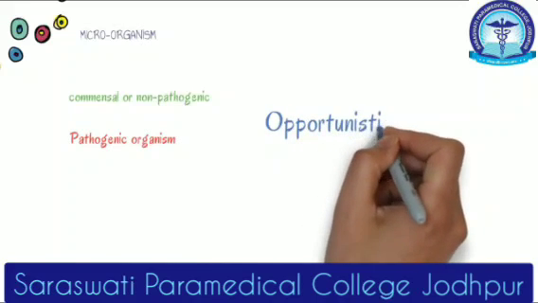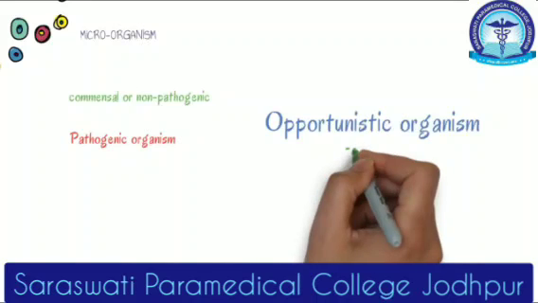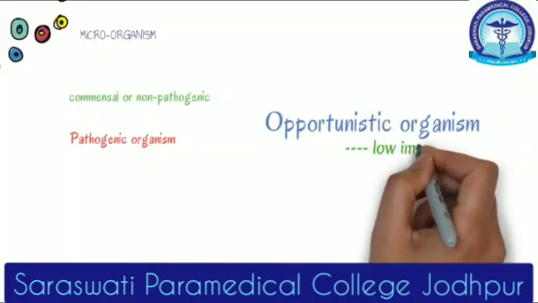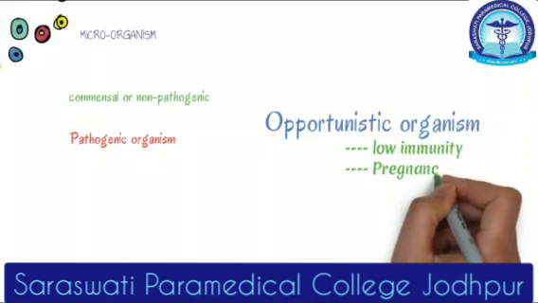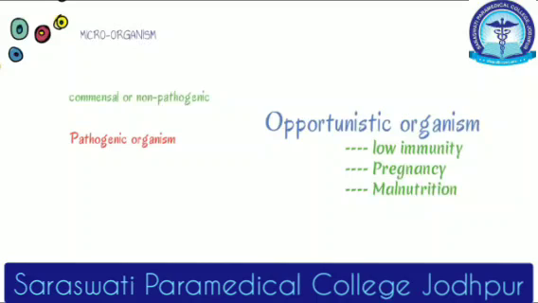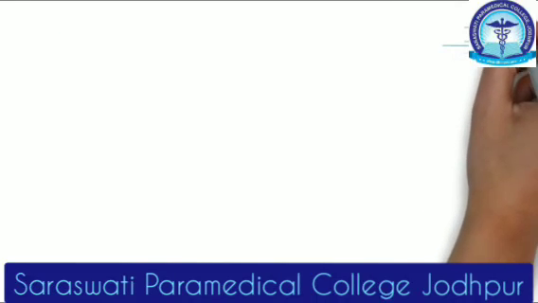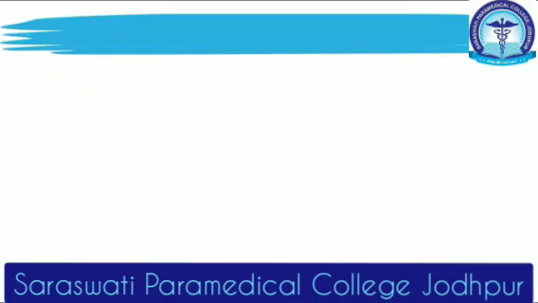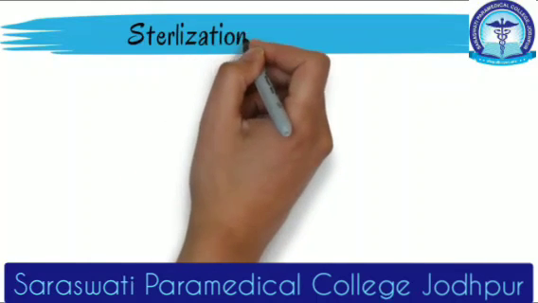Another is opportunistic organisms. They are those organisms which live as non-pathogenic but in certain opportunities, such as low immunity, pregnancy and malnutrition, become pathogenic, called opportunistic organisms. Now we are going to our main and important topic, sterilization and disinfection.